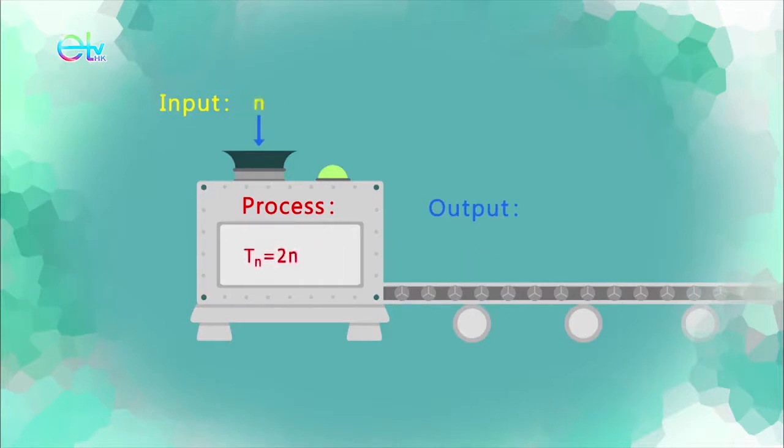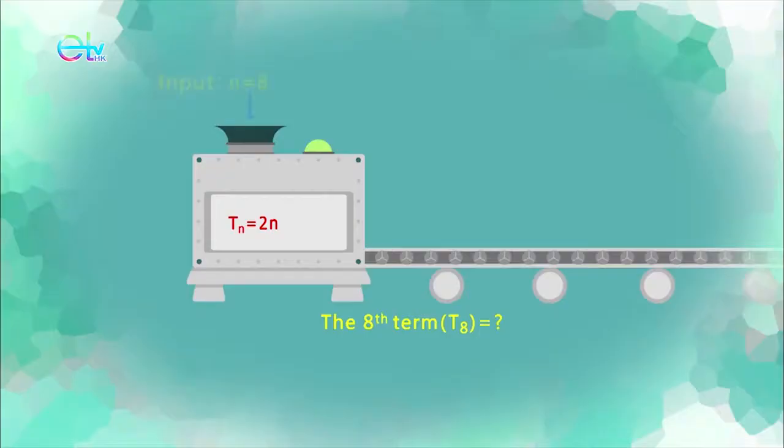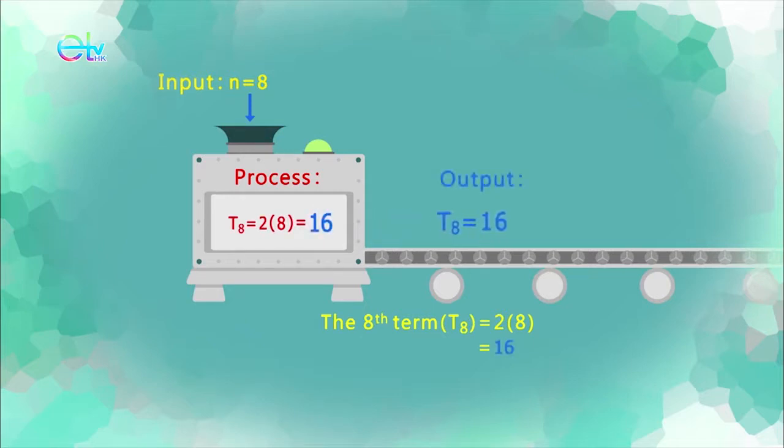As long as we enter a value for n, a calculation will be made. That is, by calculating 2 times n. The number machine will output the nth term, Tn, of the sequence. For example, if we use a number machine to work out the 8th term of the sequence, the process would look like this. First, enter n equals 8, and then calculate 2 times 8. That is 16. As a result, the 8th term, T8, is equal to 16.